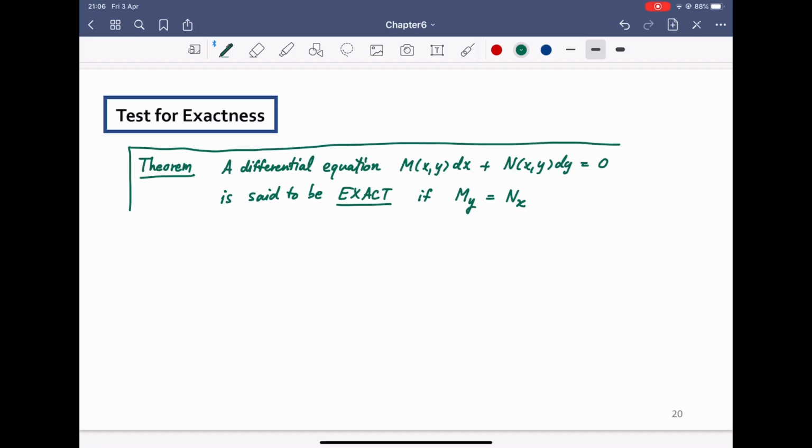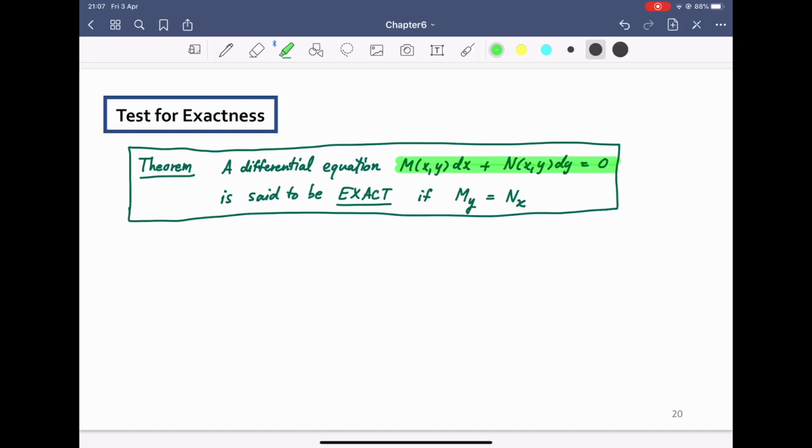Hopefully you can see that this is a powerful theorem. It means that if you start from this differential equation M dx plus N dy equal to 0, you only need to check the condition M subscript y equal to N subscript x. Once you verify this, it's guaranteed that the differential equation is exact. Here is the idea.